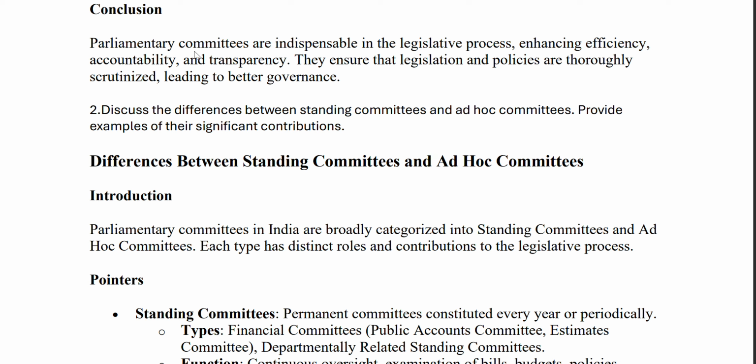Now we can say that the parliamentary committees are indispensable in the legislative processes, enhancing the efficiency, accountability, and transparency. They ensure that legislation and policies are thoroughly scrutinized, leading to better governance.